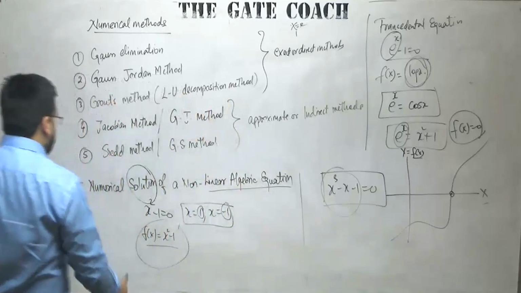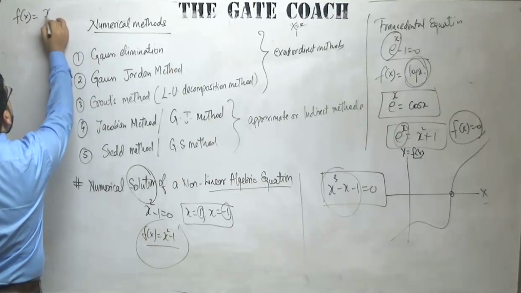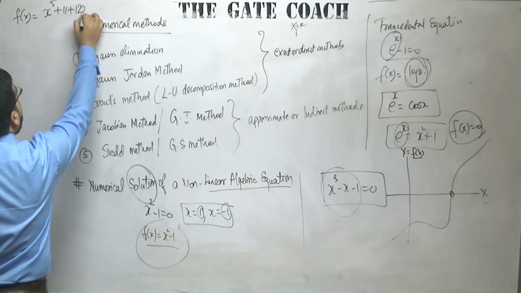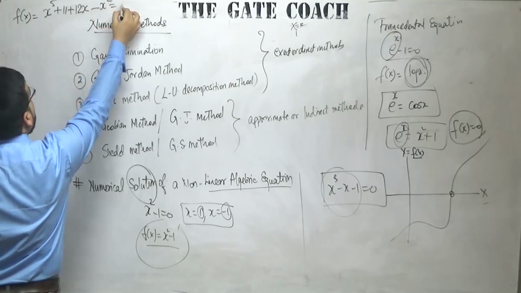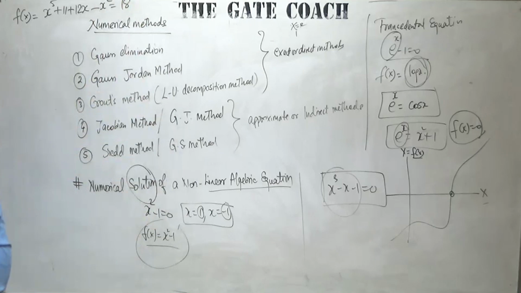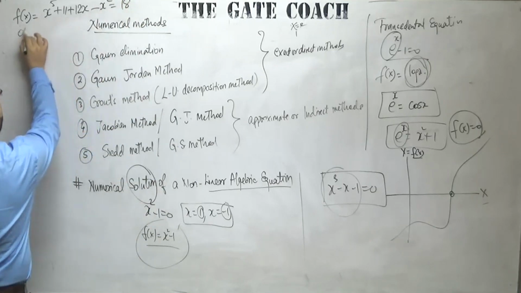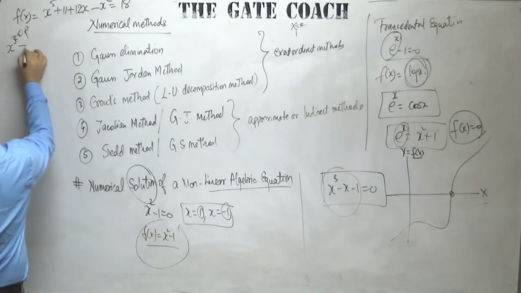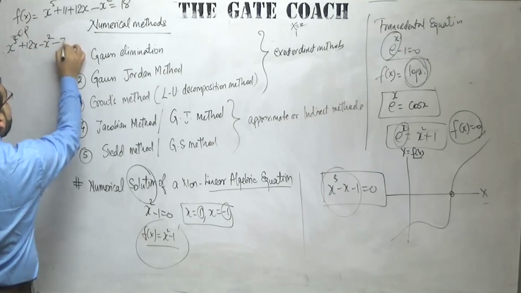Let us say that you have f of x like this. f of x is equal to x^5 + 12x - x^2 - 7, which is equal to 0. You have an equation like this. So I will be saying that f of x is equal to this thing. Clear?